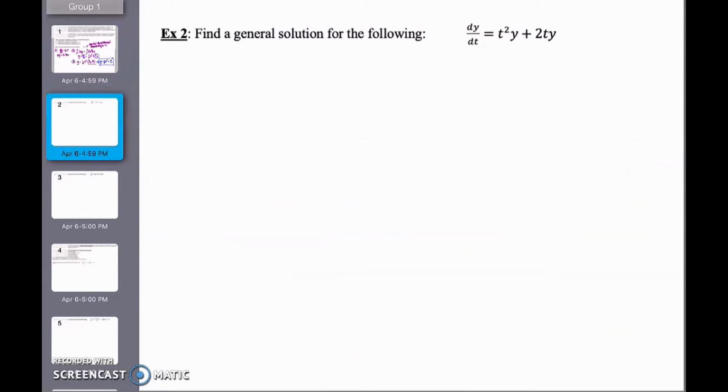In example 2, if we look at our new differential equation, note that we've got dy/dt equals, so y is our dependent variable, t is our independent variable, and on the right-hand side of the equal sign, we have both y and t.